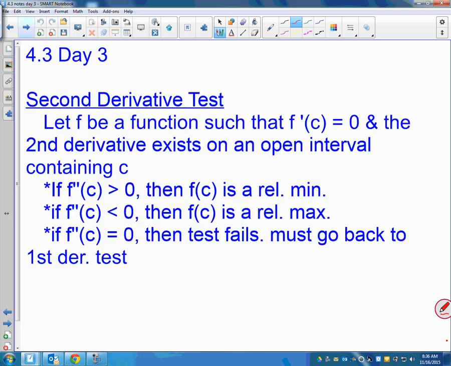Okay, so here we go. I didn't even make you fill any of this in. It's ridiculous. The second derivative test is another way to find max and min.